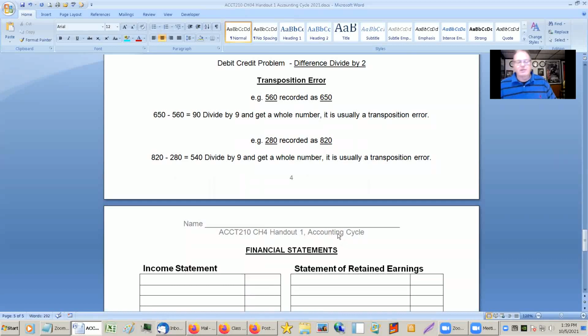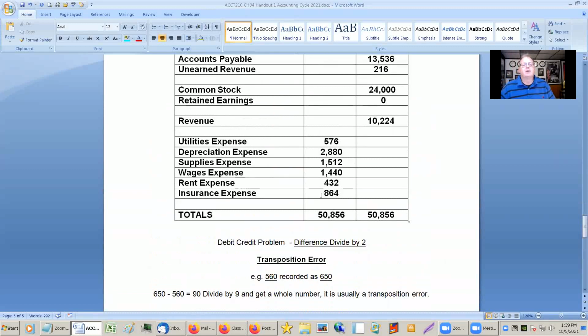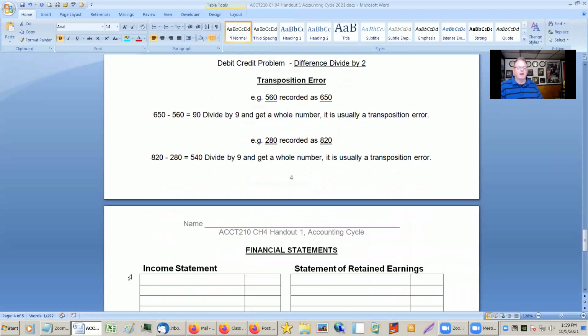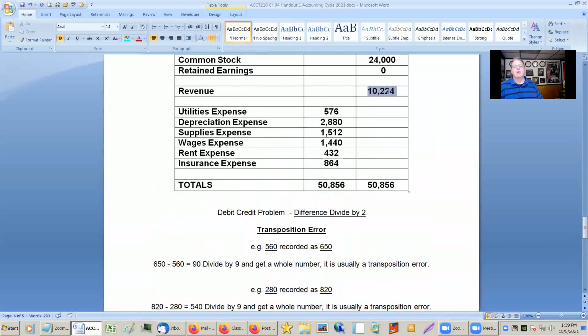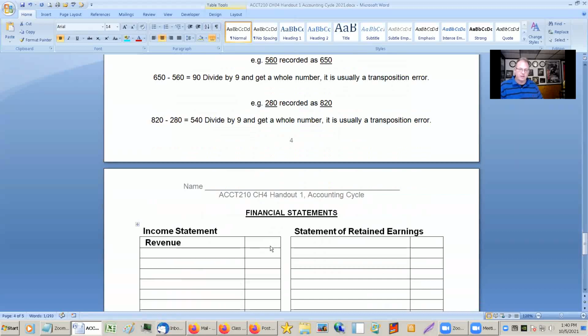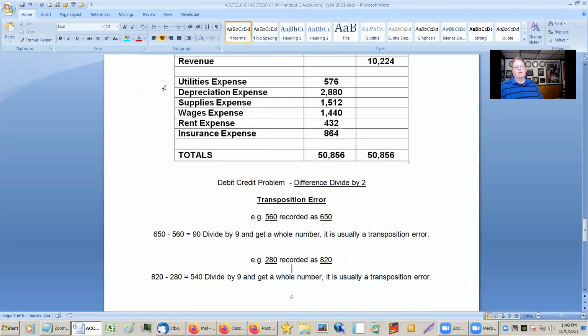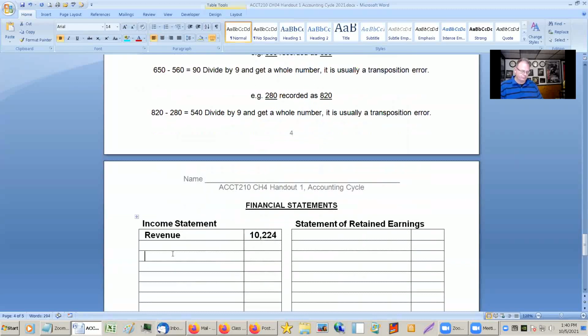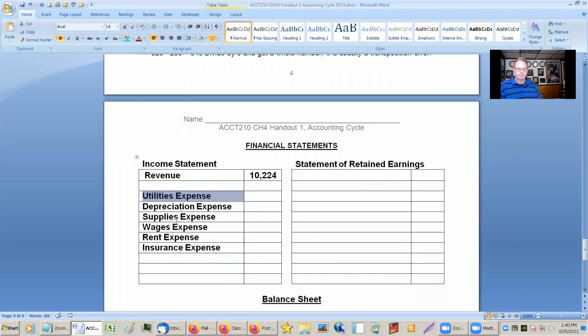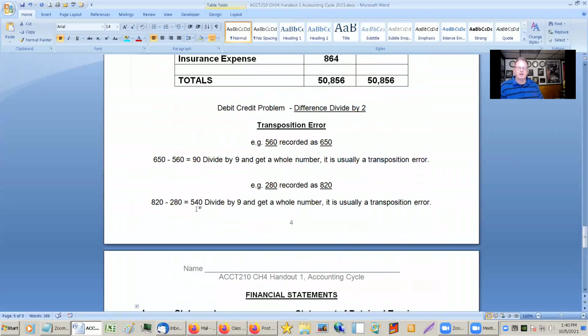Finally, something we're familiar with. Financial statements, income. Okay, so we start out with a revenue, just like we did way back in chapter 1. $10,224. If you have 244, like I did, change that. The expenses, you can just copy these. You can also type them in if you want. I'm lazy.